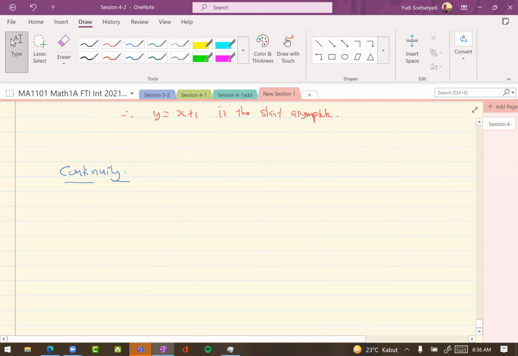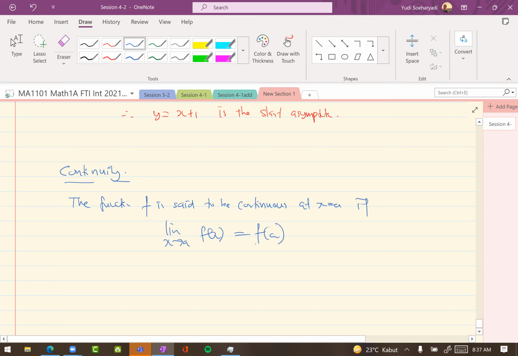All right, so let's say, what do you mean by continuity? The function f is said to be continuous at x equals a if these situations equal f of a. So what is this?